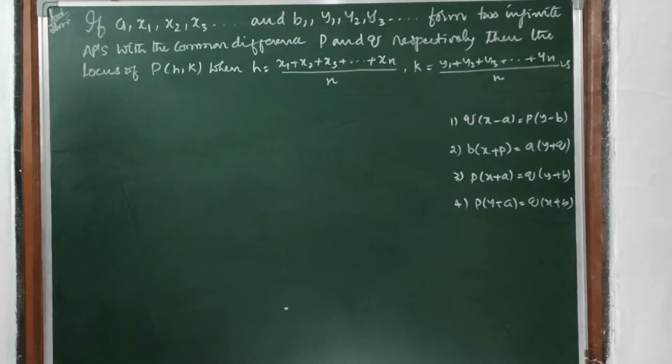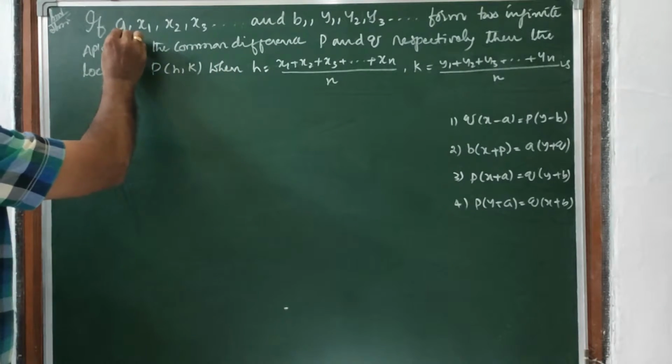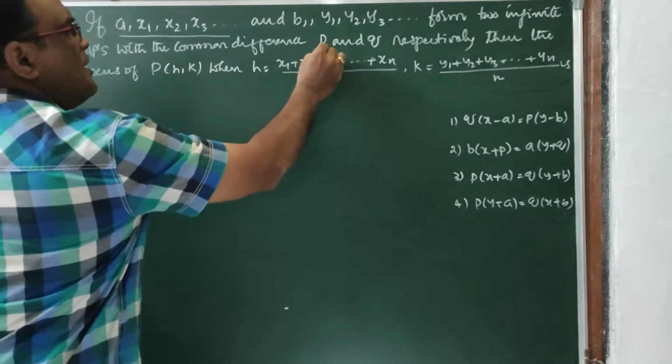If A, x1, x2, x3 and so on, and B, y1, y2, y3 and so on form two infinite APs, that is arithmetic progressions with the common differences P and Q respectively, then find the locus of P(h, k), when h is equal to (x1 plus x2 plus x3 plus and so on plus xn) by n, and k is equal to (y1 plus y2 plus y3 plus and so on plus yn) by n. Now, first this is an AP with the common difference P.